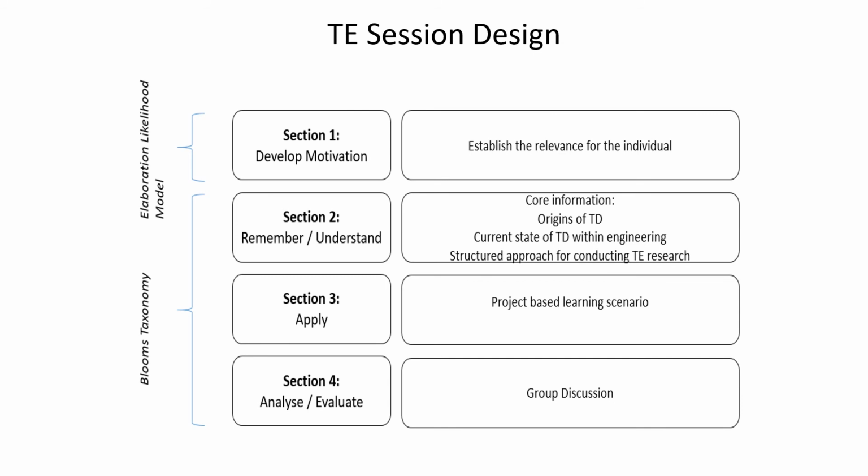Within Section 4, the students were guided through a group discussion in which they were encouraged to analyse and evaluate TE. The specific areas they were asked to reflect on included the level of disciplinarity of the research projects they had assigned within Section 3, when a TE approach would be useful and not useful, and the enablers and barriers to a TE approach.